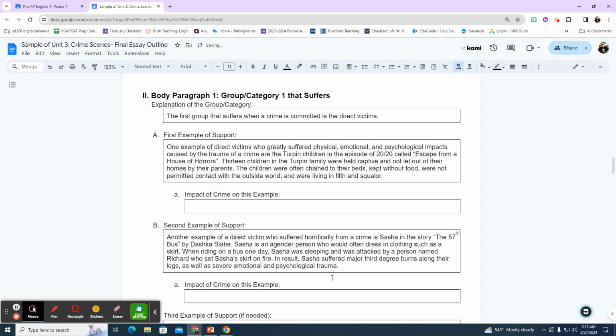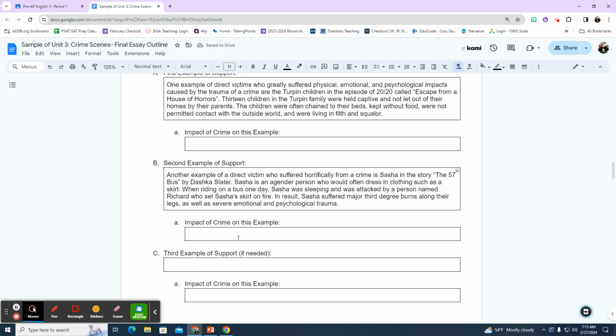So then I talked about this victim here. And then what I want to do is go and really go into detail about the impact of this crime on this particular person as well. So what I'd like you to do now is to pause the video and complete your second example for the impact for your specific category that you're writing about at this moment. So pause the video and do that now.